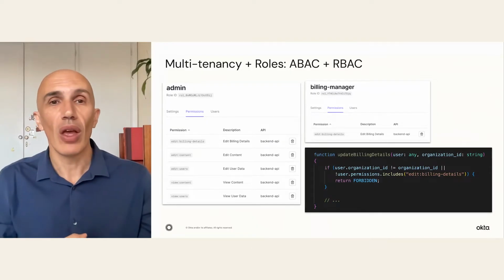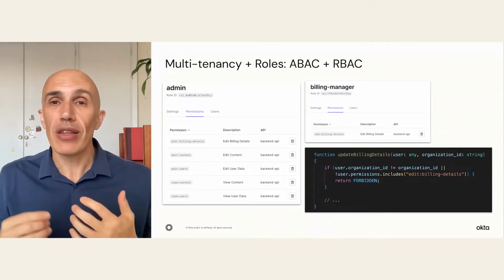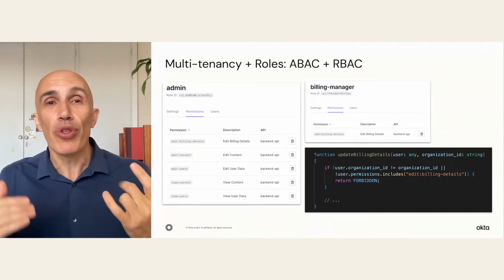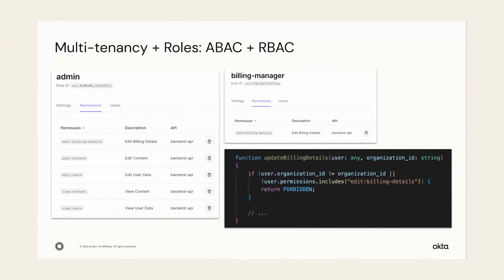A possible solution for the scenarios we just described is to combine role-based access with attribute-based access control. Using role-based access, you can define multiple roles, and each role would have different permissions. In this case, we have an admin role with a few permissions and a billing manager role with other permissions. In your application, you will check for those permissions, but also make sure that each employee is interacting with the content of their own company.